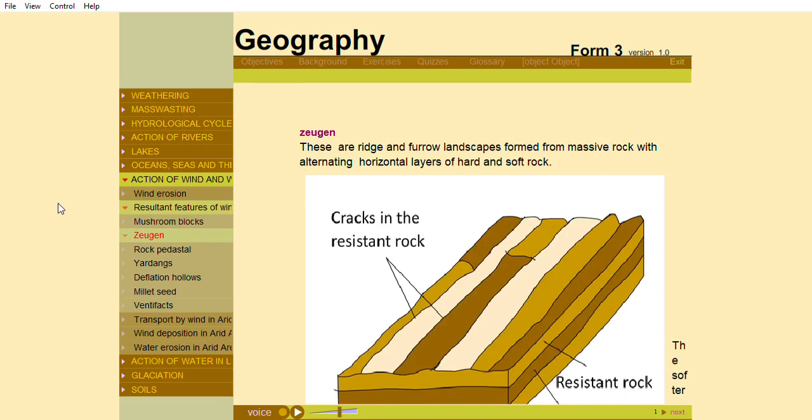Zeugen. These are ridge and furrow landscapes formed from massive rock with alternating horizontal layers of hard and soft rock. The softer layer is quickly worn out by wind abrasion and deflation, deepening and enlarging the furrows, while harder, more resistant layers stand above the furrows as zeugens.